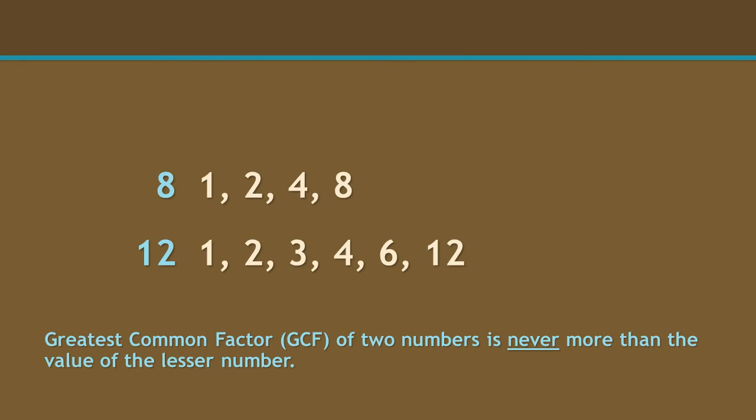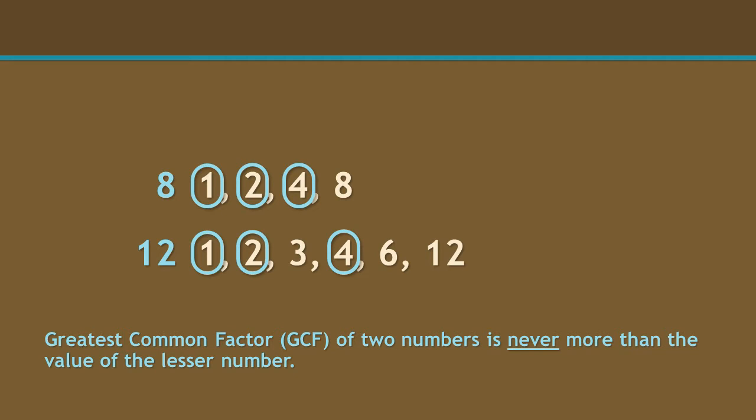Now we're going to move on to common factor. Now, in order to find the common factors, we first have to list out the factors of each number. And so we're going to use 8 and 12 as an example. We first see the factors of 8 as 1, 2, 4, and 8. And we see the factors of 12 as 1, 2, 3, 4, 6, and 12. So we are going to look for factors that these two numbers have in common. And we see that the factors that they have in common are 1, 2, and 4.